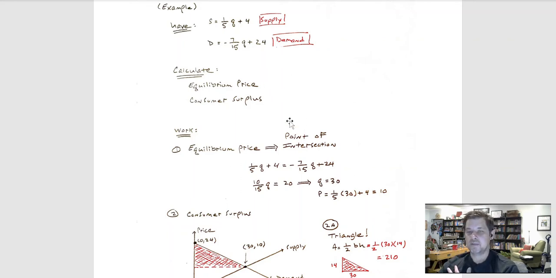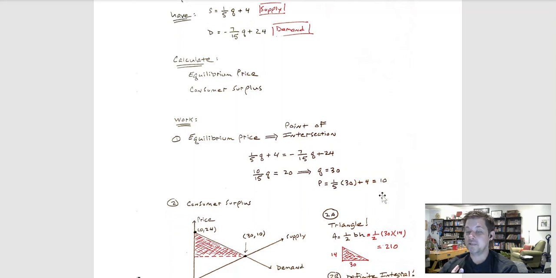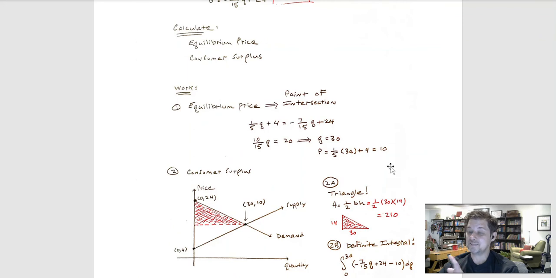So I take Q being 30, I put it in the supply, and I got P is 10. Okay, so the equilibrium price is $10. All right, so let's make my answers official. Okay, so that's the equilibrium price.